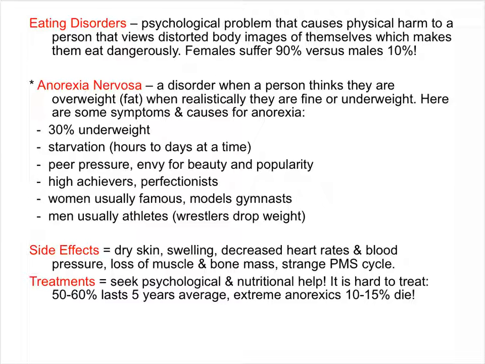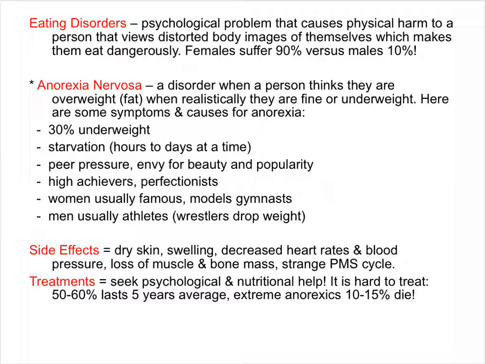A specific eating disorder is called anorexia nervosa. It's a disorder when a person thinks they are overweight or fat, when realistically they are fine or underweight. Here are some of the symptoms and causes for anorexia. They're 30% underweight. They tend to starve themselves hours to days at a time. There's a lot of peer pressure or envy for beauty and popularity. They tend to be high achievers or perfectionists. If it's a woman, they're usually famous, and they tend to be models or gymnasts or actors. Men, they tend to usually be athletes, and usually they're wrestlers or people that are in weight class sports.